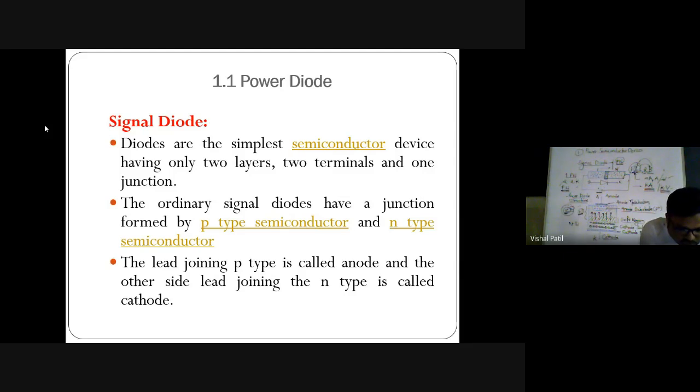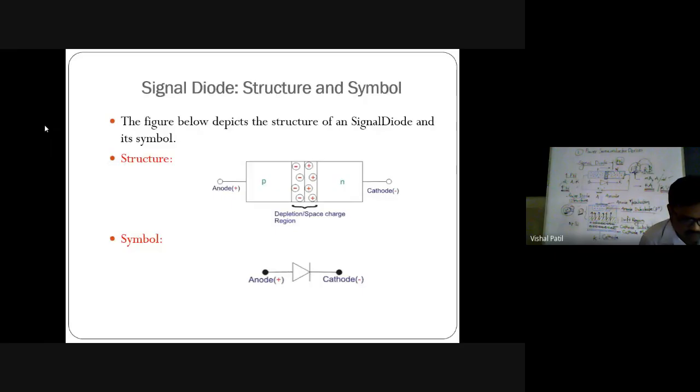The ordinary signal diodes have a junction formed by P type semiconductor and N type semiconductor material. The lead joining the P type is called the anode, whereas the N type we call the cathode. That we know. So this is the structure of the signal diode. The figure below depicts the structure of the signal diode and its symbol. Normally we draw the symbol of the cathode like this.